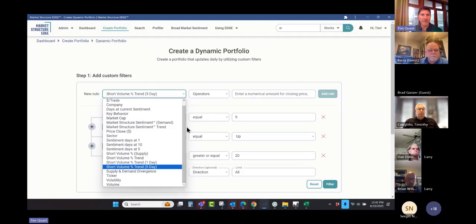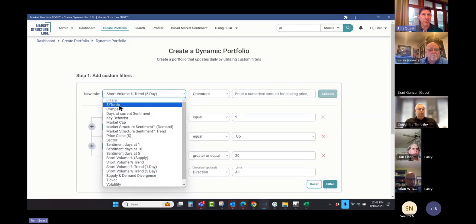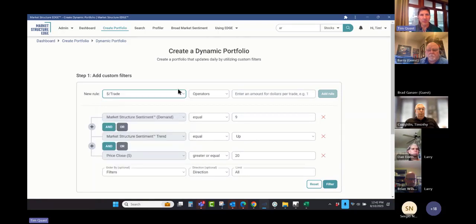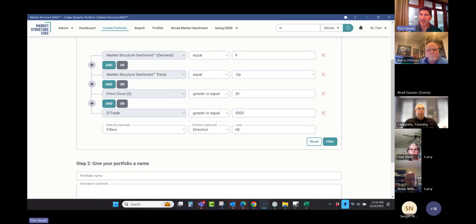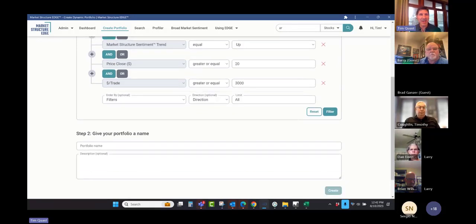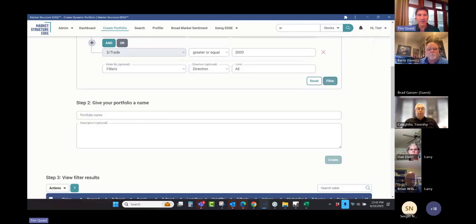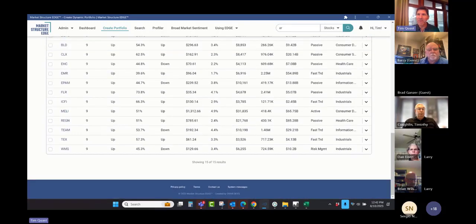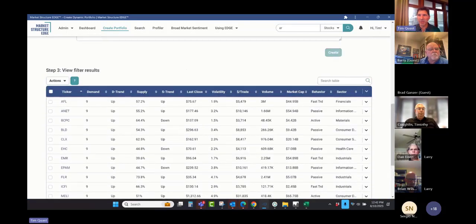I prefer, it's not an absolute, but I prefer dollars per trade because it's a much better indicator of liquidity. And let's say I like 3,000 because it puts it in the 1,000 most liquid stocks in the market. We may find nothing, but that's how you do it, Brad. It's pretty easy. And so you can filter it to test. And let's see how many we got. We got 15. That's a pretty good sort, actually.